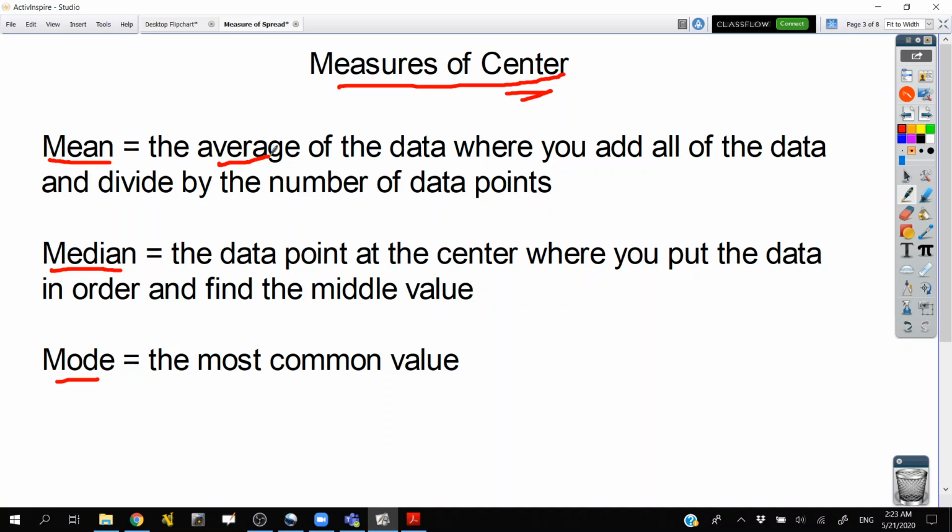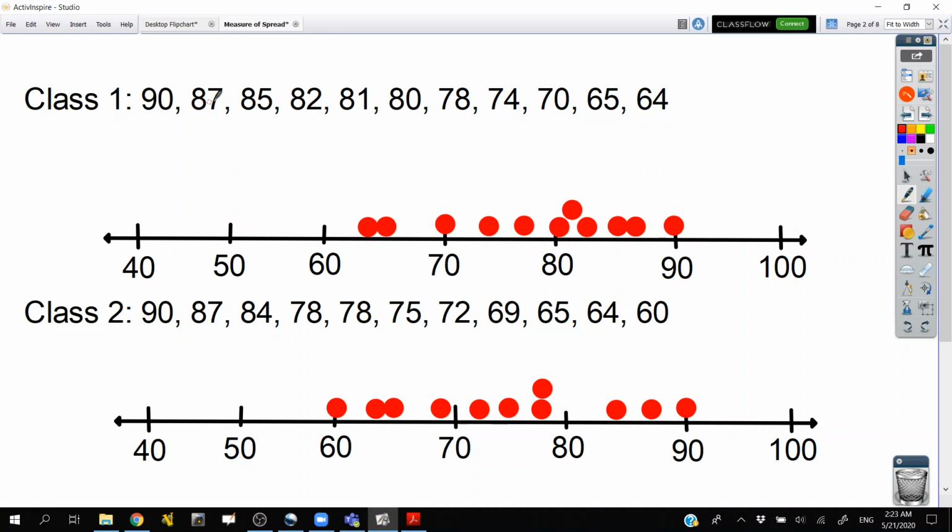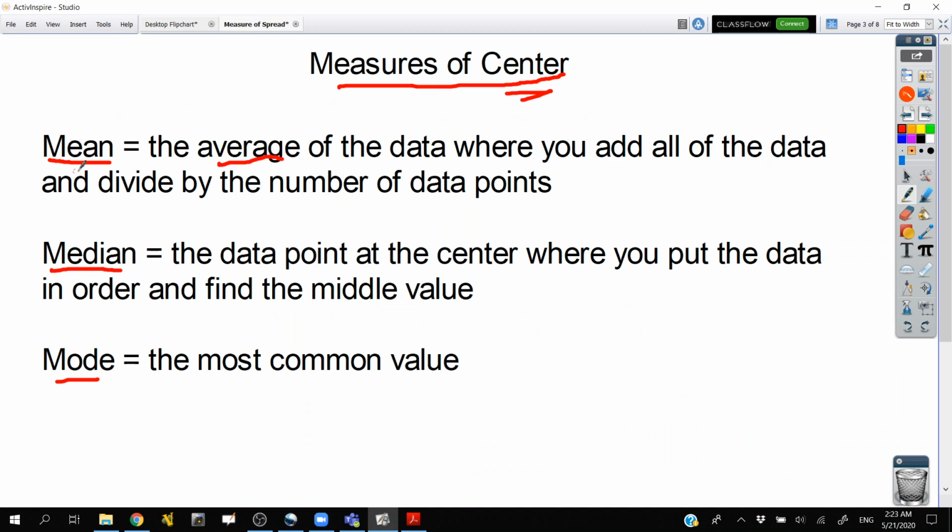Mean is the average, the way you've been taught to average things, where you add up all of the data, add all the stuff together, and divide by the number of data points. So when I look back here, I would add all of these numbers together and then divide by 1, 2, 3, 4, 5, 6, 7, 8, 9, 10, 11 data points. So I'll divide by 11. That would be the mean. It's the average, the normal way you've been taught to do it.